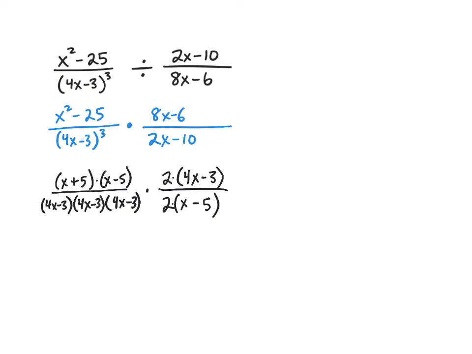So we factor all those factors and cancel out. X plus 5 on top. Yeah, I don't see an x plus 5 on the bottom. X minus 5 and x minus 5, sweet. 2 over 2, sweet. 4x minus 3, 4x minus 3. I got a bunch of options there. And that leaves me on top with an x plus 5. On the bottom with some 4x minus 3s.